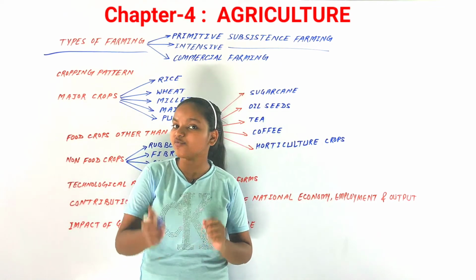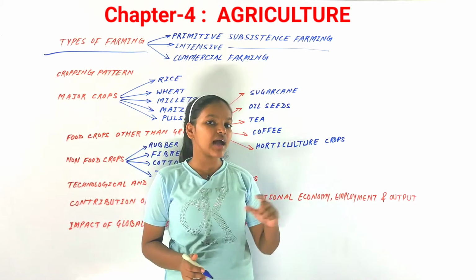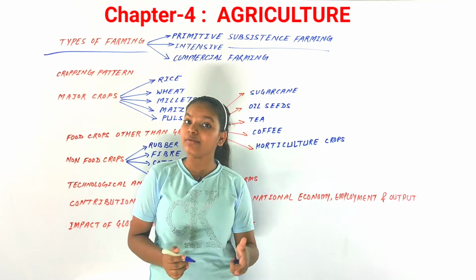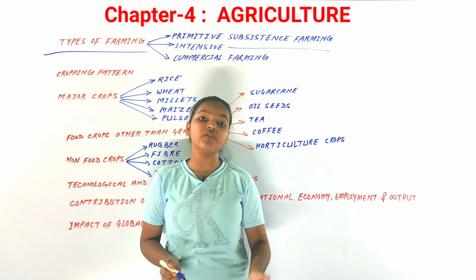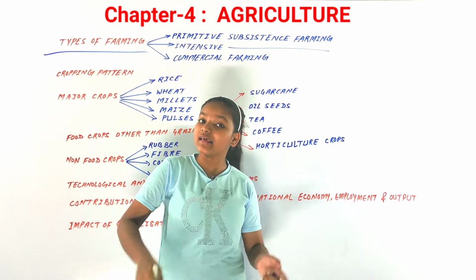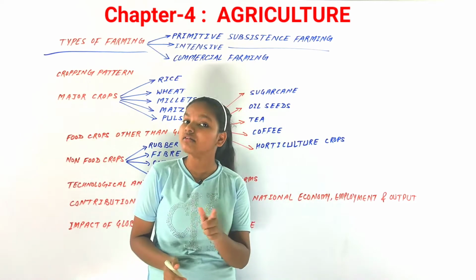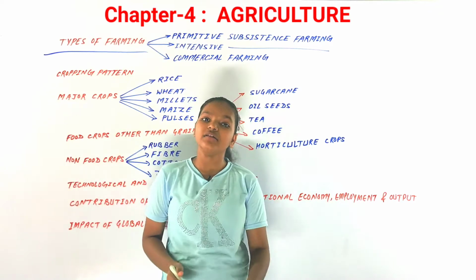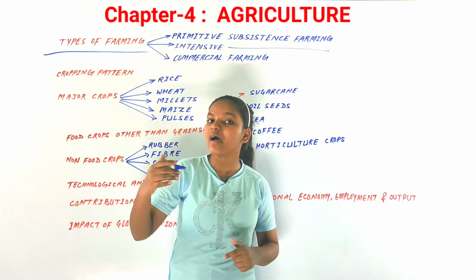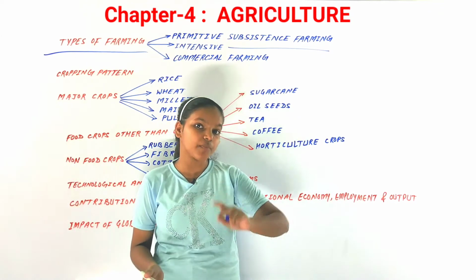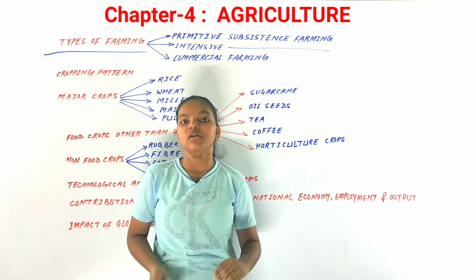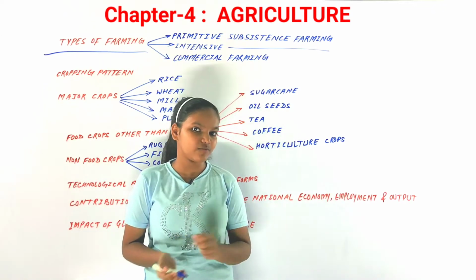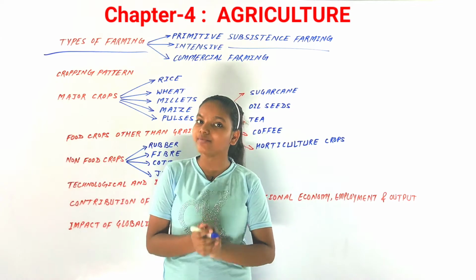Different types of crops are grown in different types of farming, and a single crop can be in one category in one state and in another category in another state, so it can depend upon the region as well. Through agriculture many spices and plantation crops are exported as well, so it has importance. Now let's discuss the types of farming.